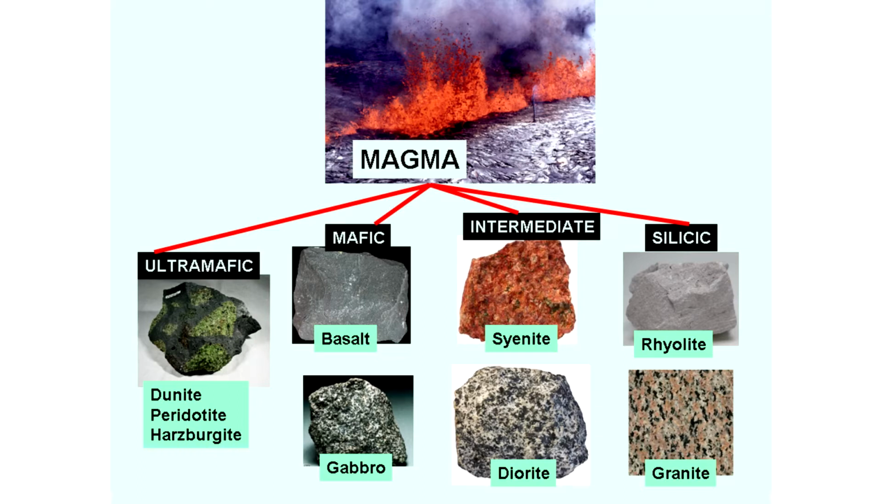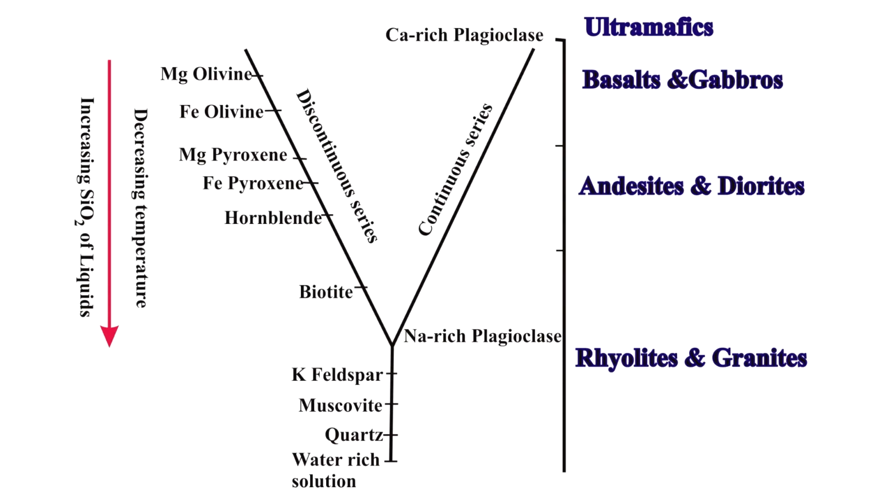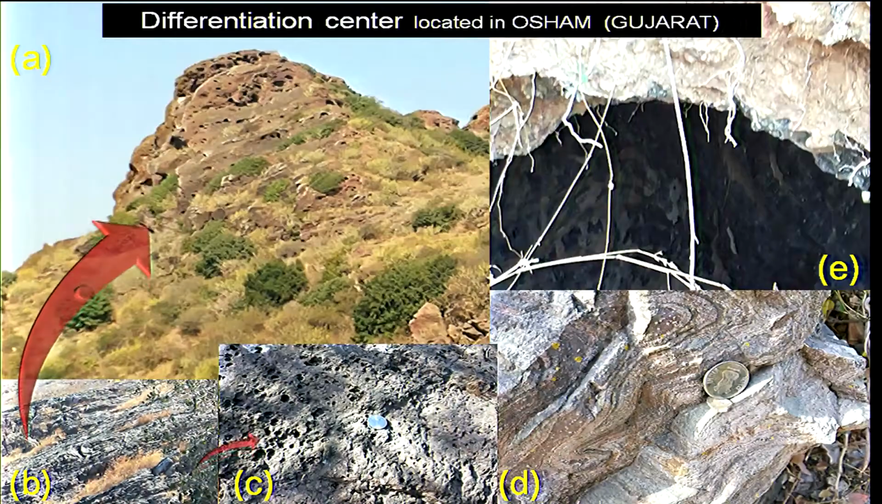The earlier fractions we call primitive lavas. Primitive lavas means they have the inherent character of the mantle, but later on these lavas fractionated into different fractions, and as a consequence they show acidic character, because silica crystallizes in the late phase of the crystallization of basaltic magma.